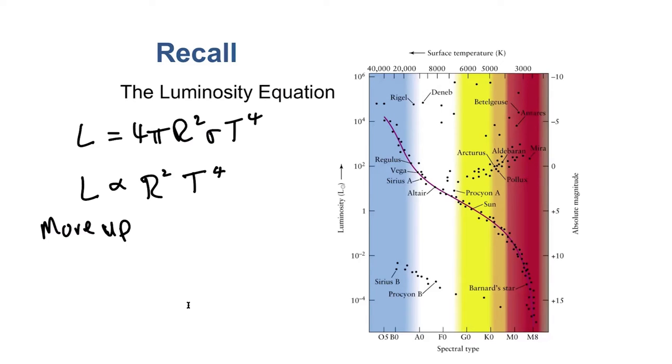So moving up on the diagram implies that it must be the case that the radius is increasing also. If you're increasing the luminosity without increasing the temperature, then the radius must also increase. How about if we move to the right on the diagram?